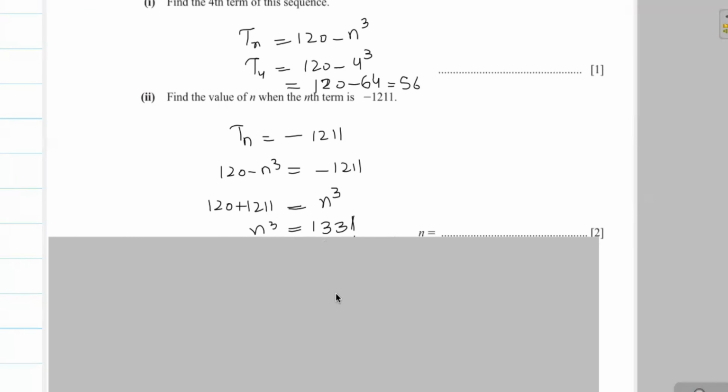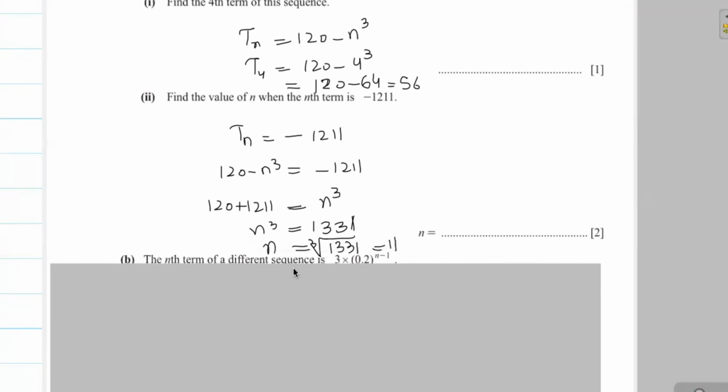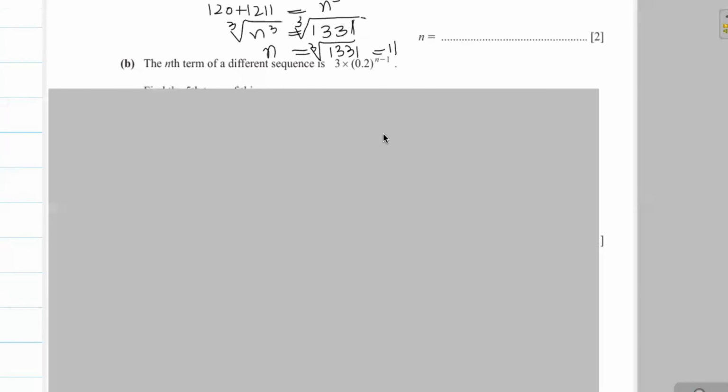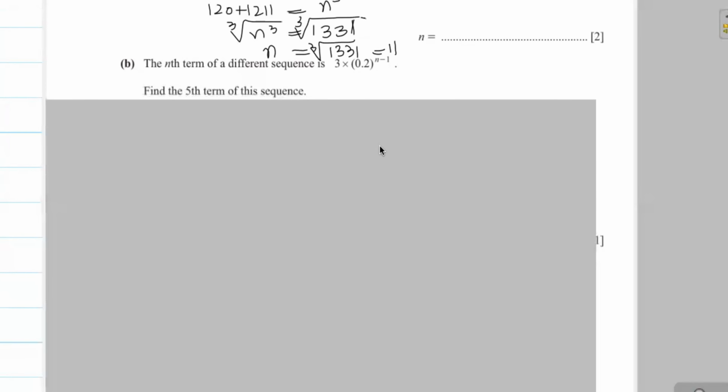Therefore, to calculate the value of n, we take the cube root of both sides. Now here, when we take the cube root of n cube, this becomes n, and the cube root of 1331, this value becomes 11. And this is the answer. Now the next part of this question, part B, the nth term of a different sequence is 3 multiplied by 0.2 power n minus 1.